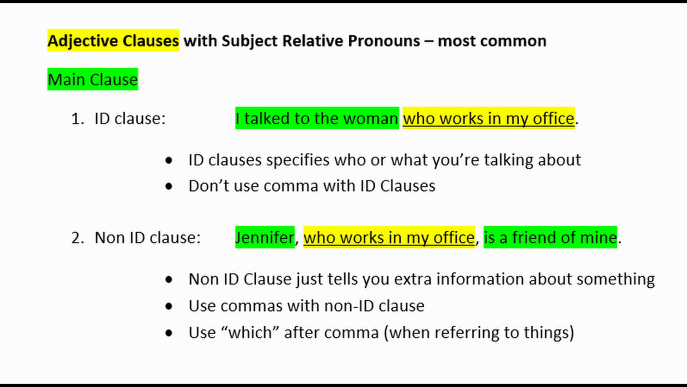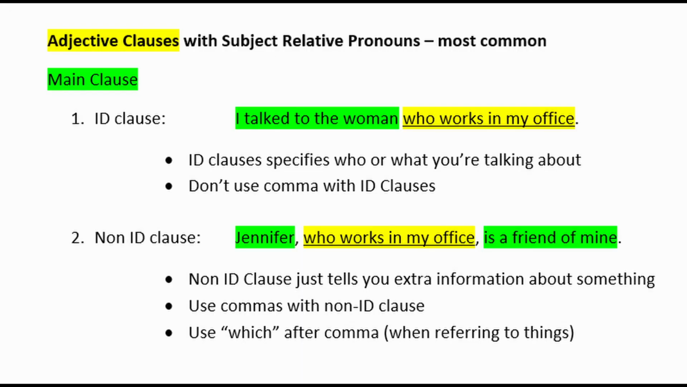All right, you can also have a non-identifying clause. In this case, it's like just adding extra information here. Jennifer, who works in my office, is a friend of mine. So Jennifer is a friend of mine. That's the main clause. And Jennifer, who works in my office, that's a non-identifying clause because Jennifer, that's her name, right? We've already identified her. We already know her identity. Her identity is her name. That's Jennifer, right? So now I'm just giving you a little bit more information. So we call it a non-identifying or non-restrictive clause. It's like, oh, by the way, here's some extra information about Jennifer, whose identity we already know.